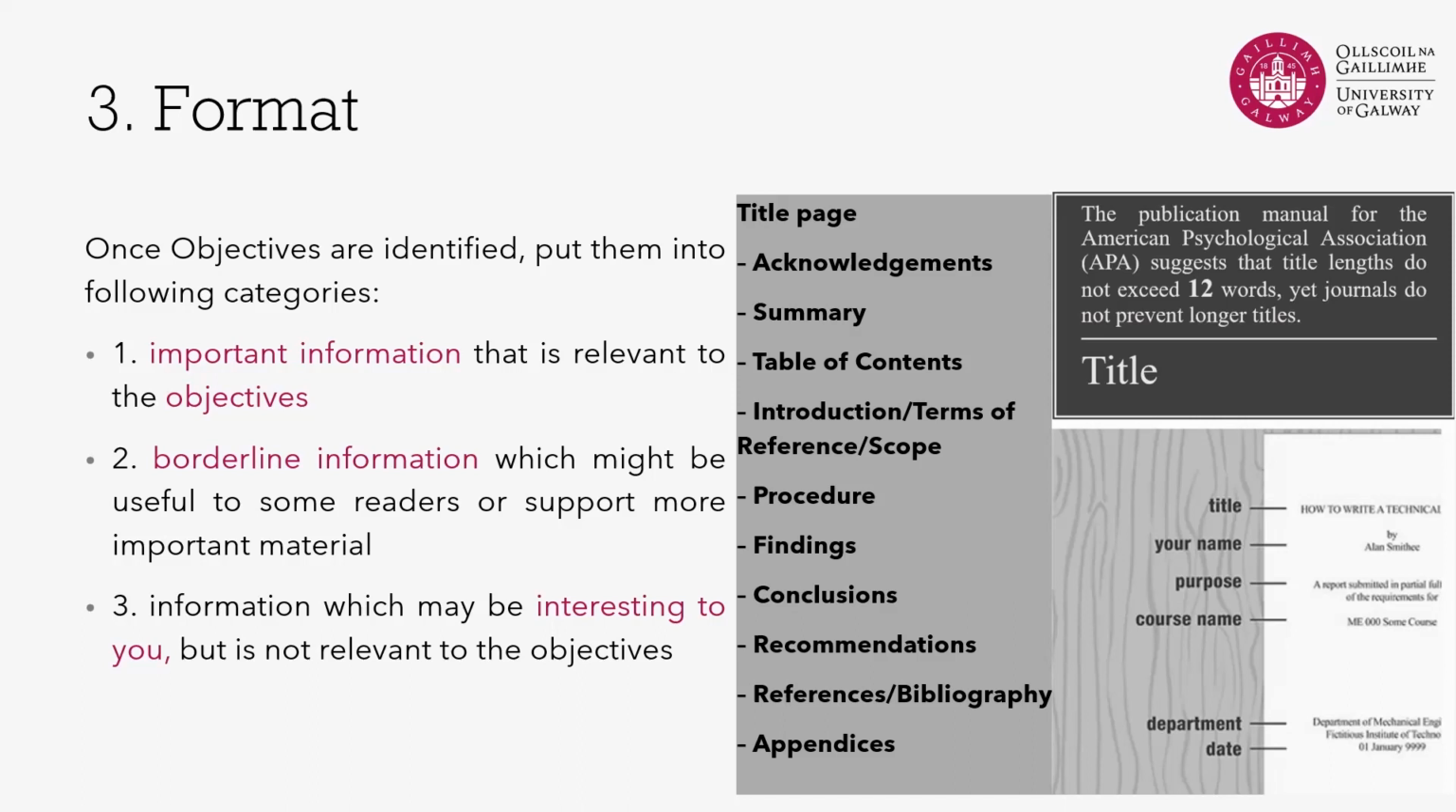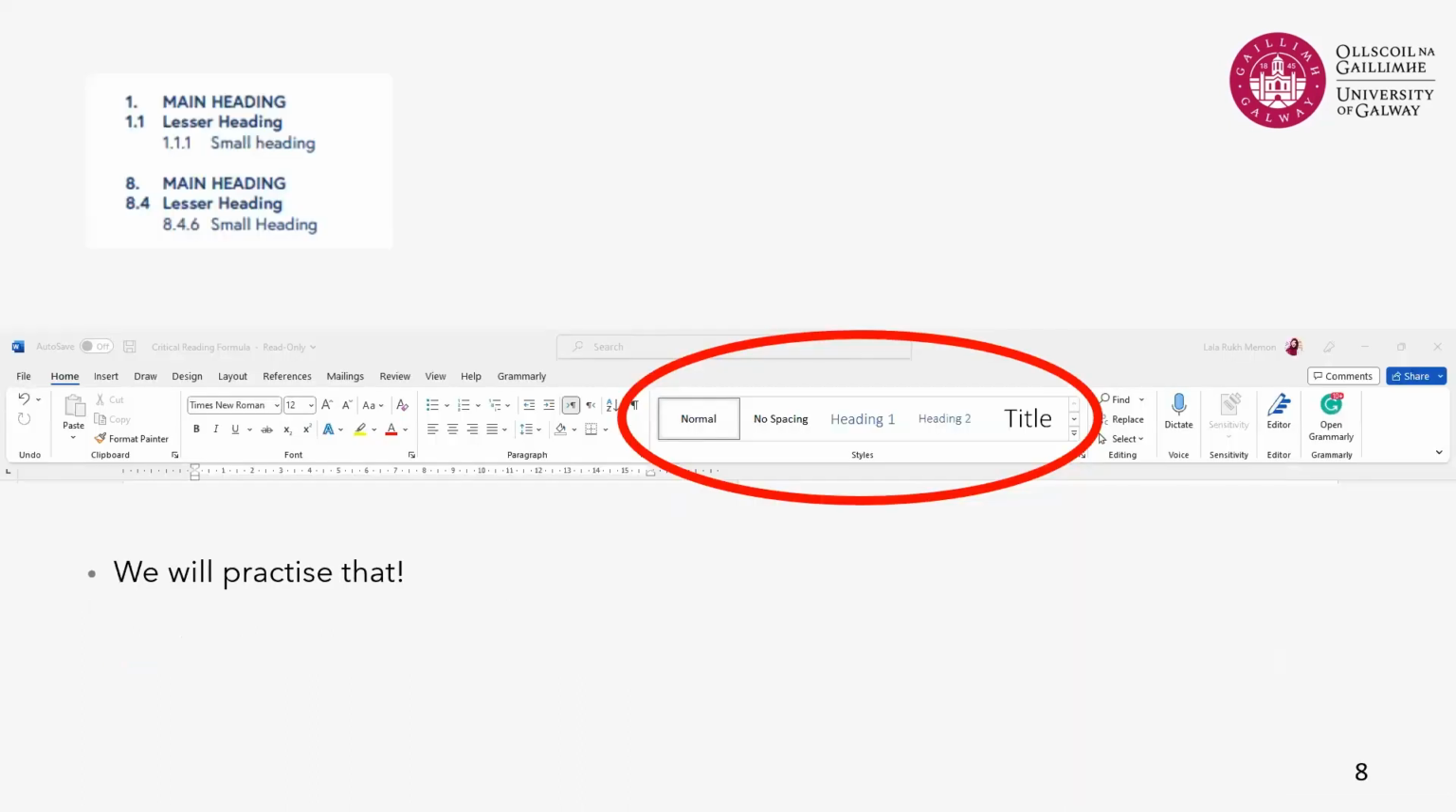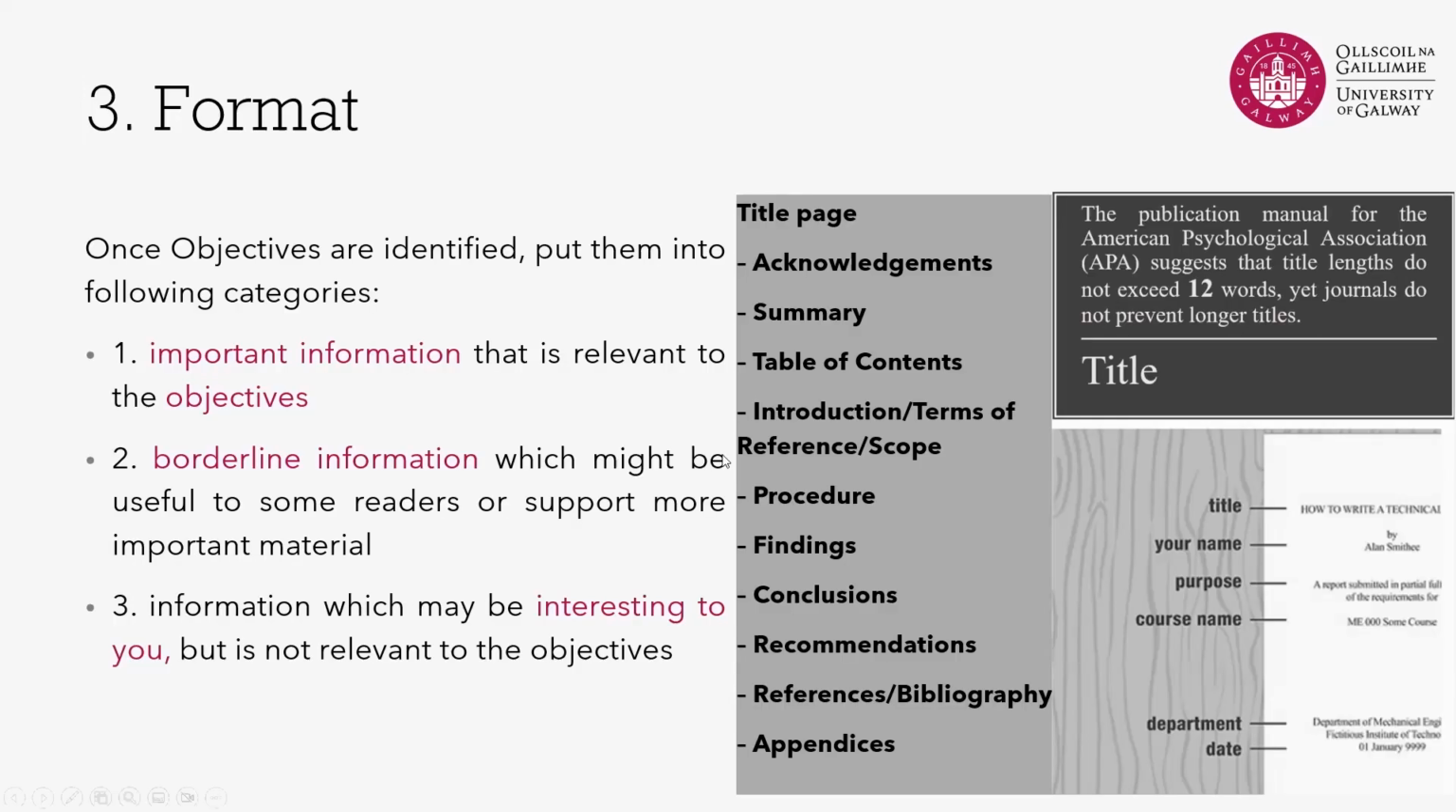Okay, so these are the sections or the categories I'm expecting in a good report. So first of all, the title page, then acknowledgements.